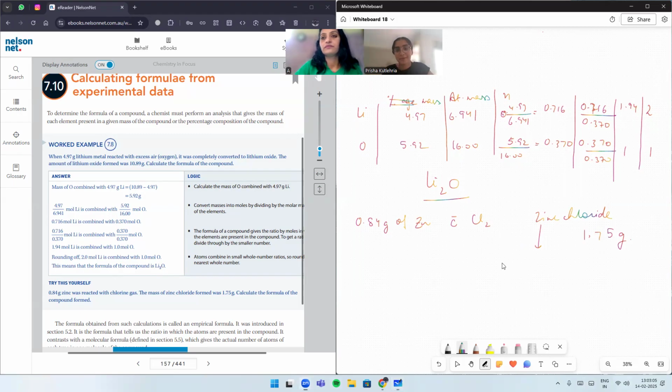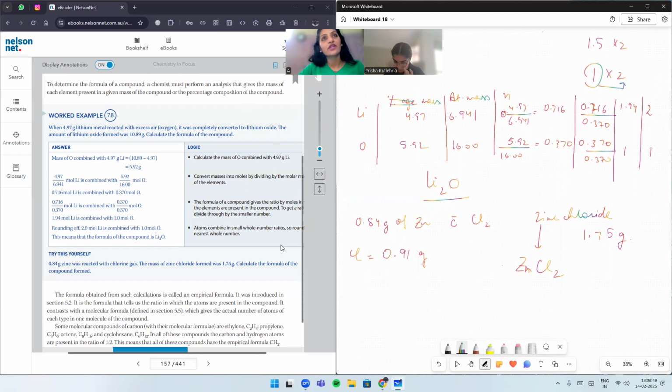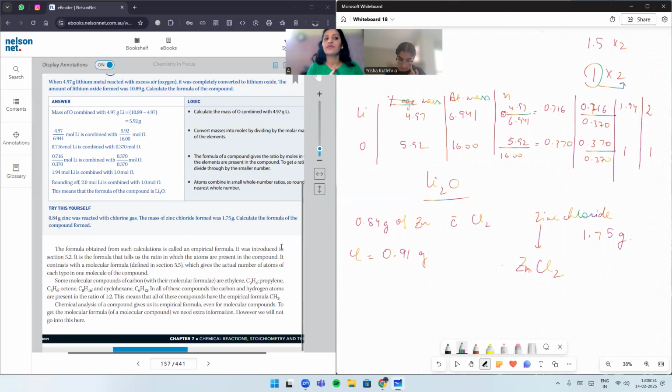Here we go, 1.75. So our formula comes out to be ZnCl2 after following all the procedure, right? Yes. Okay. So now the formula which I am getting now, this is the simplest formula. Like this is the simplest ratio in which the elements are found in a compound. So it is called empirical formula. It is just telling us the ratio in which the atoms will be present.